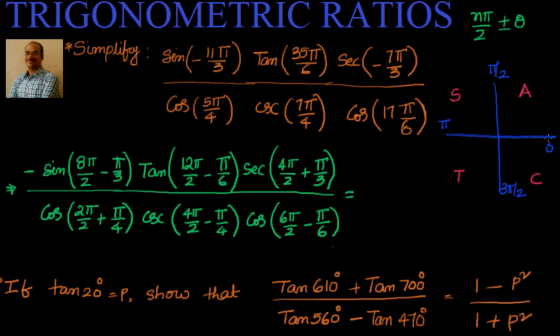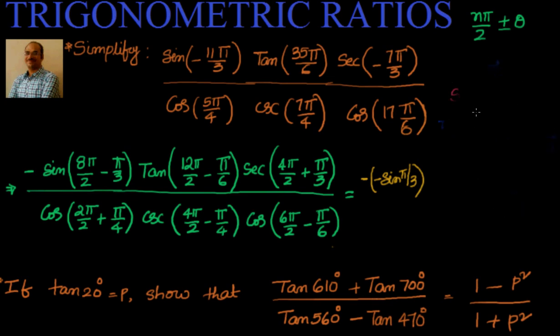This is 0, 2 pi, 4 pi. 4 pi minus pi by 3 lies in the fourth quadrant, where sine is negative. So this becomes minus sine pi by 3. A S T C.